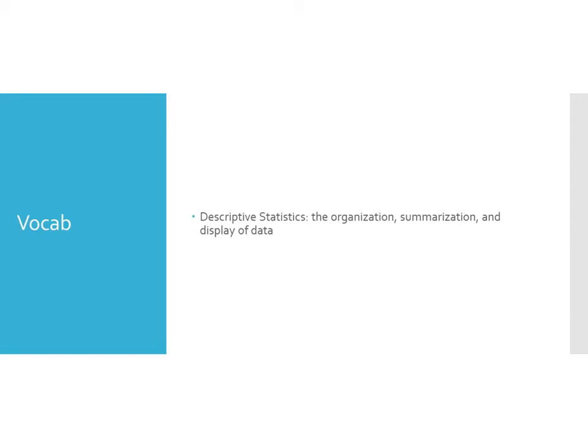So our first vocab word for today is descriptive statistics. This is the kind of statistics you've actually dealt with before. It's the organization, summarization, and display of data. So anytime that you've seen mean, median, mode, range, standard deviation, any kind of box and whisker, pie chart, any of that, that is descriptive statistics. It is describing that data that you collected.